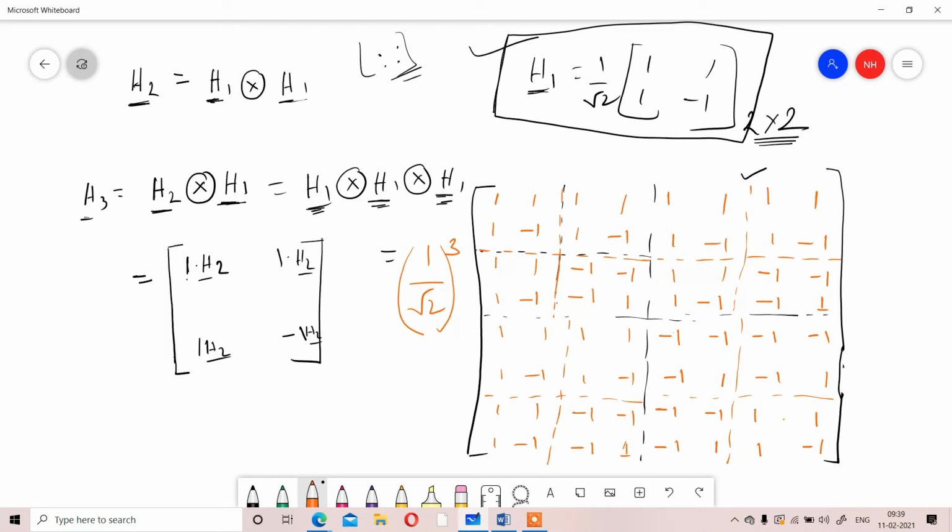That means what? If we simply normalize the equation to calculate the Hadamard matrix, then what will be the value of Hn matrix? H3 is defined as H2 Kronecker product of H1. So simply Hn will be defined as Hn minus 1 Kronecker product of Hn minus 2. Hmm? Hn minus 2. No.